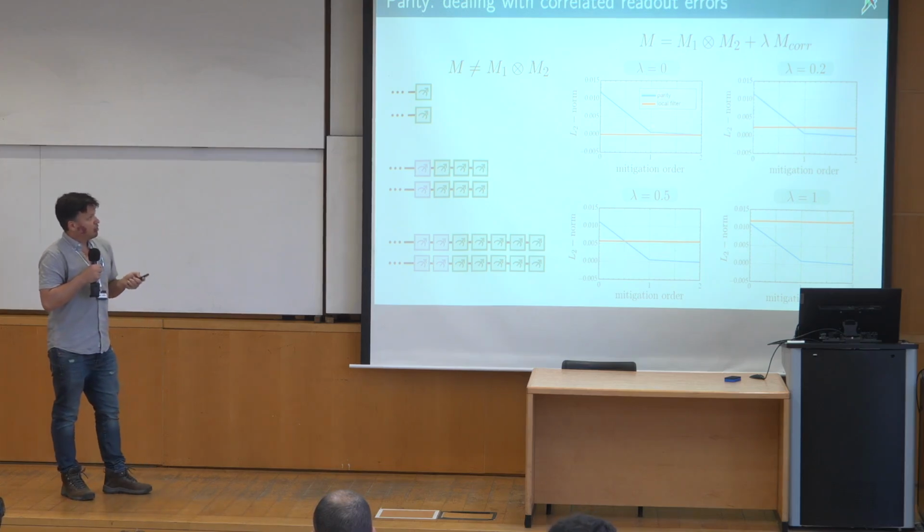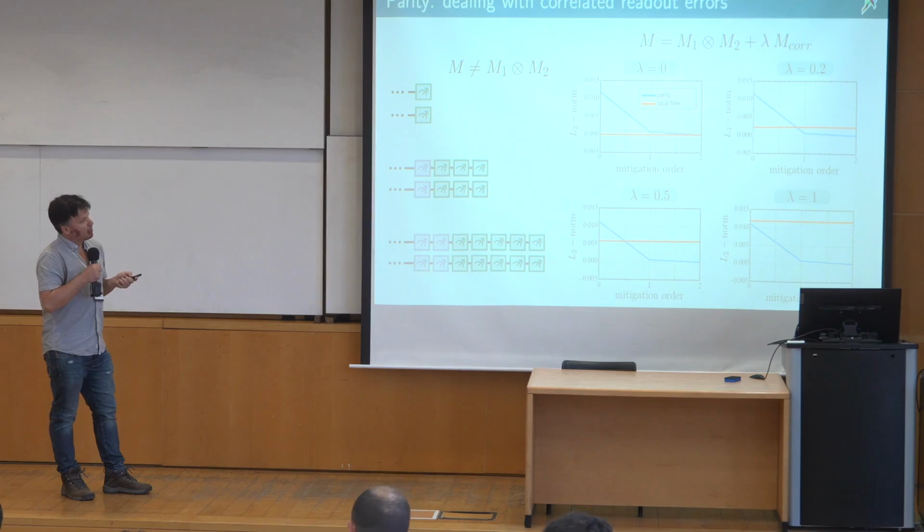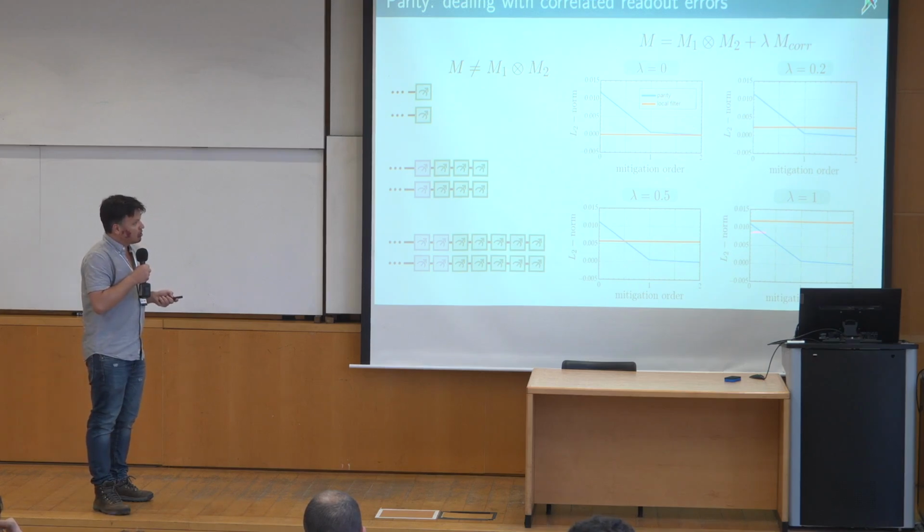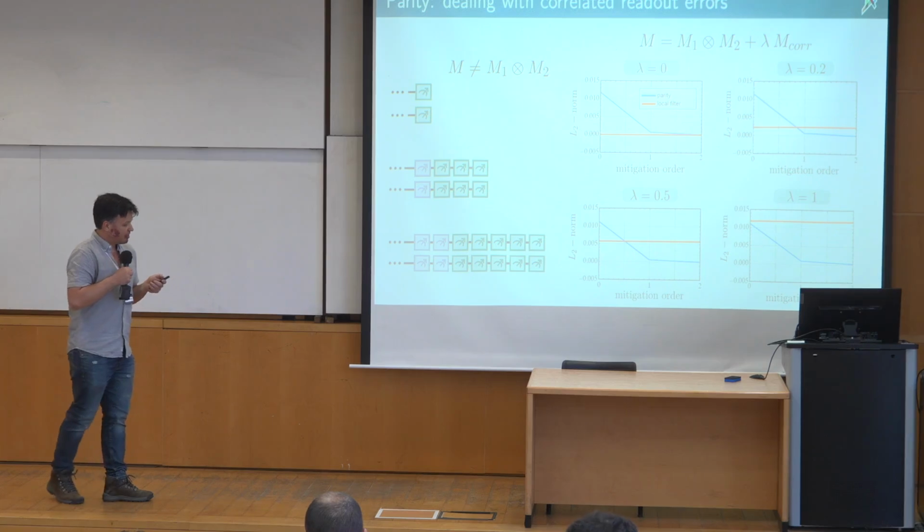So in the case where I don't have correlations, so lambda is equal to 0, if I apply the local filter, this norm here will be 0 because it works perfectly. And as you can see, the parity also works, but I have to go to first and second order. But when I start to increase the correlation, for instance, take this case where lambda is equal to 1, then the local filter doesn't work anymore. But the parity is indifferent to the presence of correlations. So this is nice about the parity.